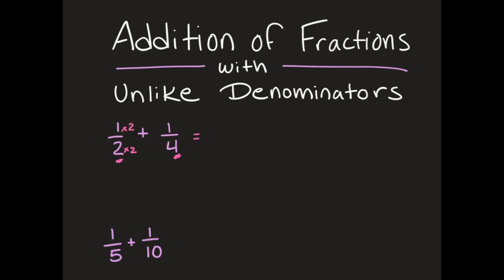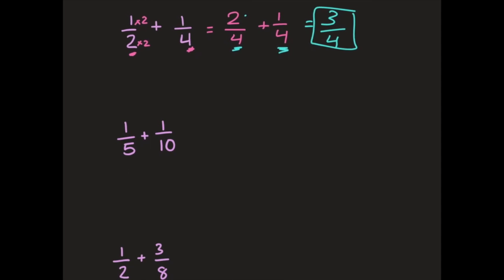So I'm going to rewrite this problem now. 1 times 2 is 2. 2 times 2 is 4. And then I'm going to keep that second fraction the same. Now you'll see that I have my denominators the same. So my fraction pieces are exactly the same now. I just need to find out how many I have. Keep my denominator the same. 2 plus 1 is 3. So my answer is 3/4. So the first thing you have to do is make sure that you have your denominator the same.